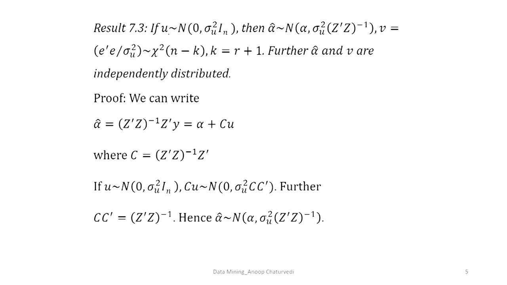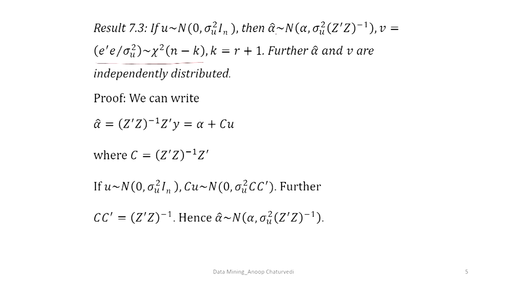Now, if we assume that u follows a normal distribution with mean vector 0 and variance covariance matrix sigma square u I n, then alpha hat follows normal distribution with mean vector alpha and variance covariance matrix sigma square u (z transpose z) inverse, and v equal to e transpose e upon sigma square u follows chi square distribution with n minus k degrees of freedom. Here k is equal to r plus 1. Further, alpha hat and v are independently distributed.